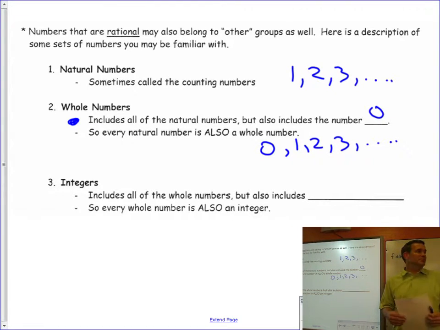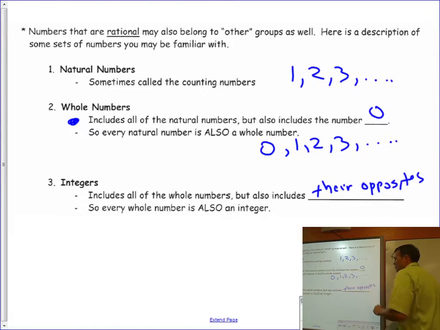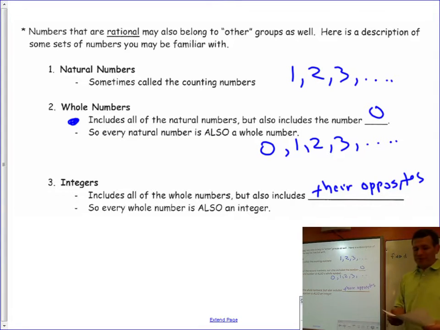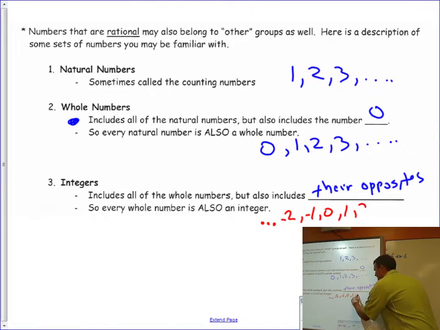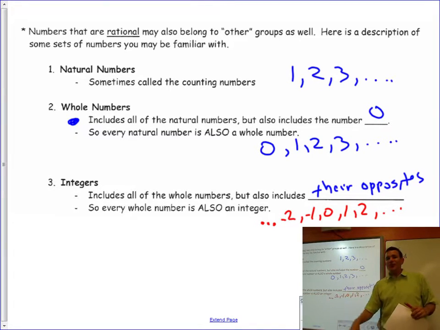And the last set of numbers we talk about are integers. Integers include all the whole numbers and their opposites. Or you might say they include all the whole numbers and the negatives. So every whole number is an integer, but also the negatives. They go in both directions, all the positives and all the negatives.